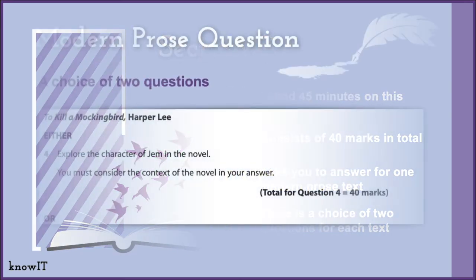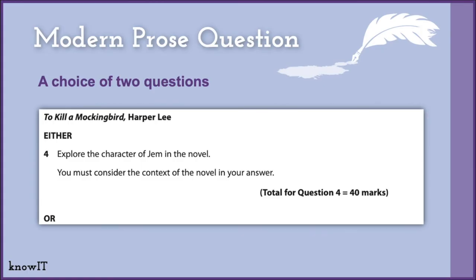And let's just look at an example right now. Of course, as you can see, a choice of 2 questions is made clear by the usage of either and or. You can do either one question or the other. And let's just read the question quickly. Explore the character of Jem in the novel. This is a To Kill a Mockingbird question. Explore the character of Jem in the novel. You must consider the context of the novel in your answer. And the total marks for this question is 40.